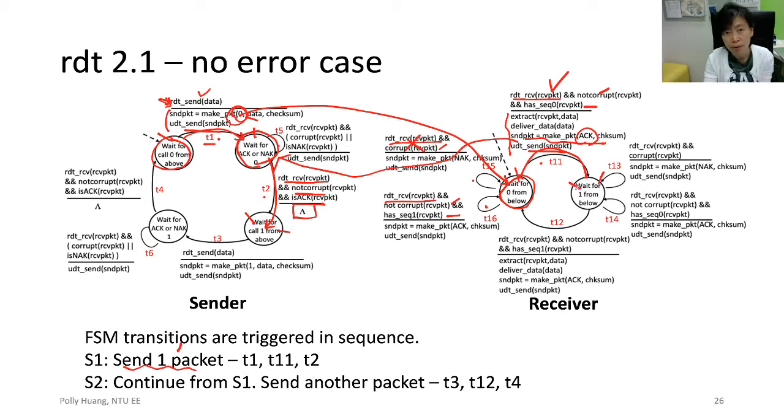The receiver stops here. Okay? And in the process, we take 3 transitions. First one is T1 at the sender side. Second is T11 at the receiver side. And the third being T2 at the sender side.